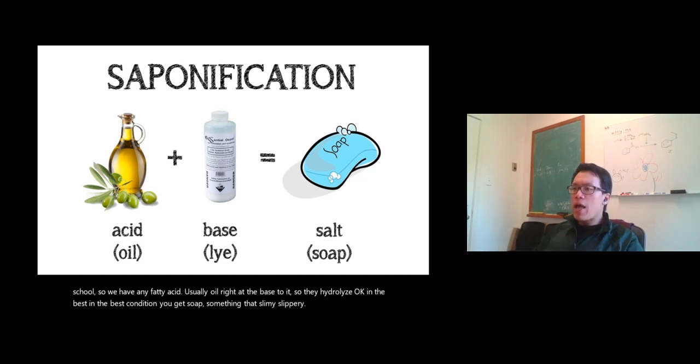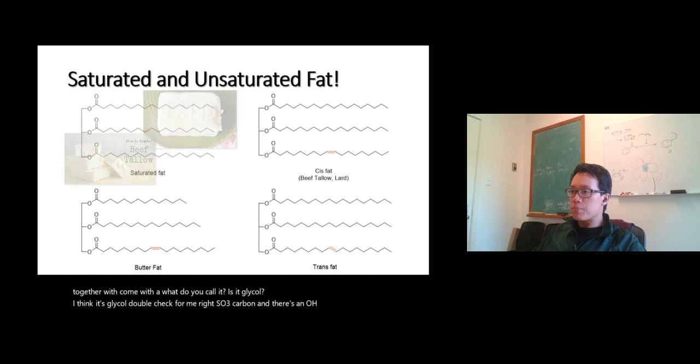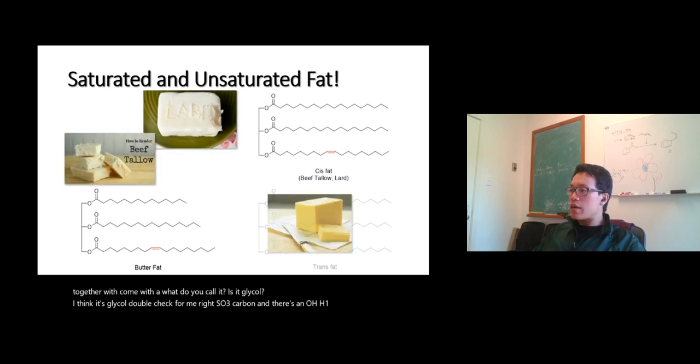The product. All right. Start with the oil, and an oil looks like this. It's saturated or unsaturated, depends on the type of oil, right? But we have a fatty acid chain, three of them linked together with, what do we call it, is it glycol? I think it's glycol. Double check for me. All right. So 3 carbons and there's an OH on each one. Okay. And that's a type of fat.